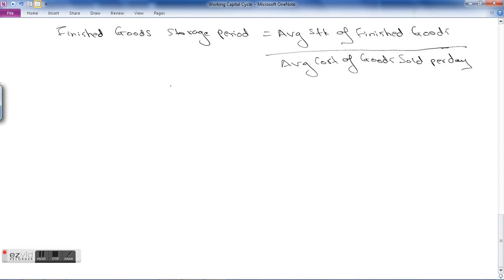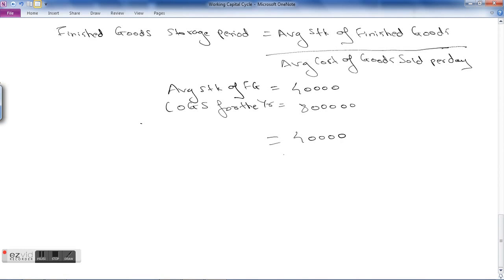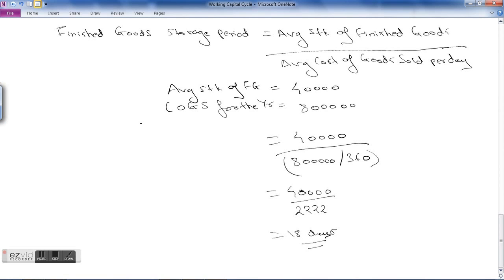Now in our example, let's say the average stock of finished goods is 40,000, and the cost of goods sold for the year is say 8 lakh. Then how do we find the number of days? It is 40,000 divided by 8 lakh divided by 360, so that we get it per day. You can also divide it by 365, but for convenience, we are taking it as 360. Dividing, that is 18 days.